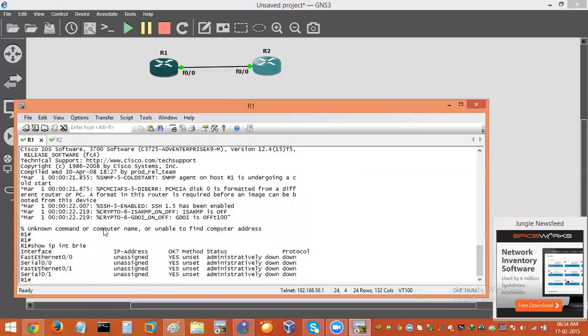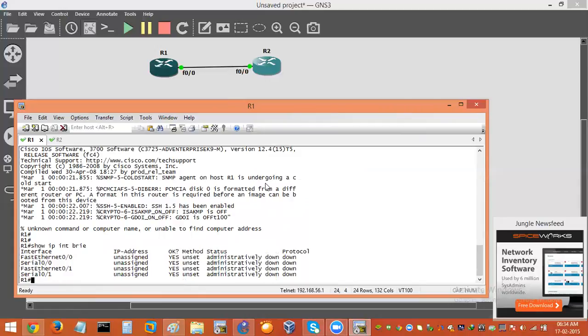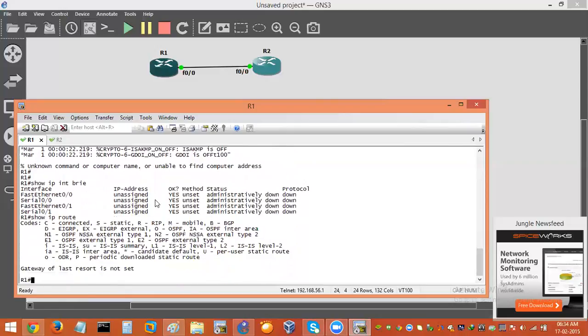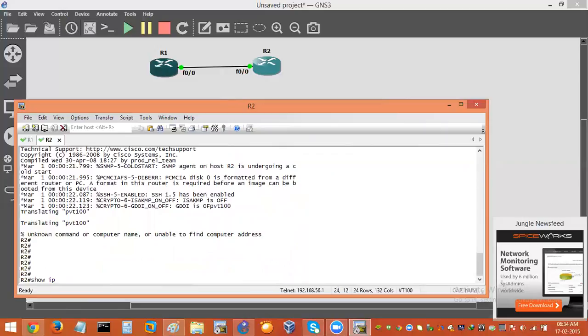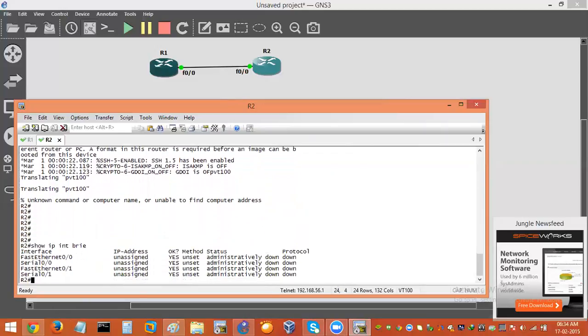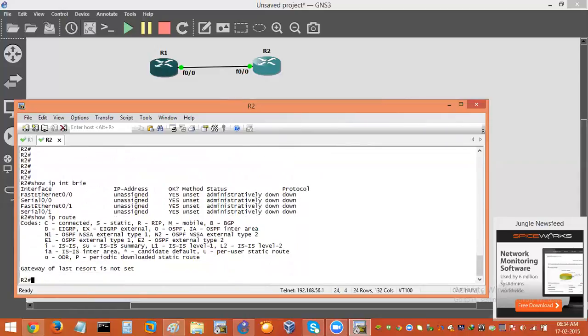So here, there is no interface assigned with an IP address, and no interface in the up state. If you check your routing table, with the command show ip route, you can see there is no routing table entry available in R1 because no interface is assigned with an IP address. So go to router number 2 and check show ip interface brief. There's no interface configured because I have just taken this topology fresh in front of you, and it doesn't have any other configuration.